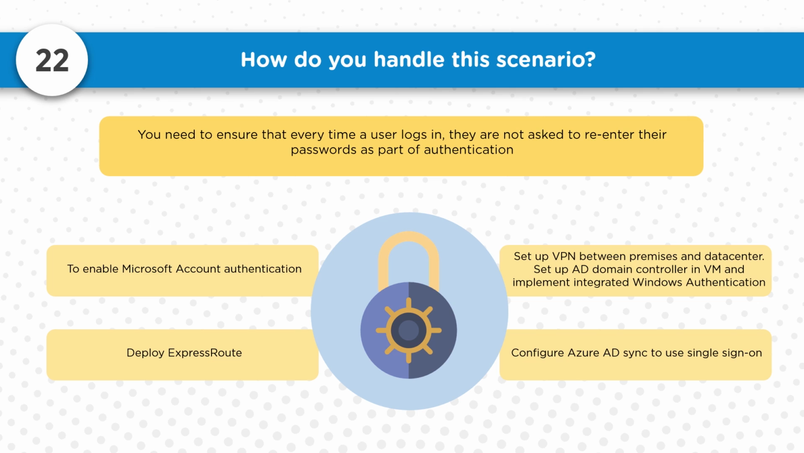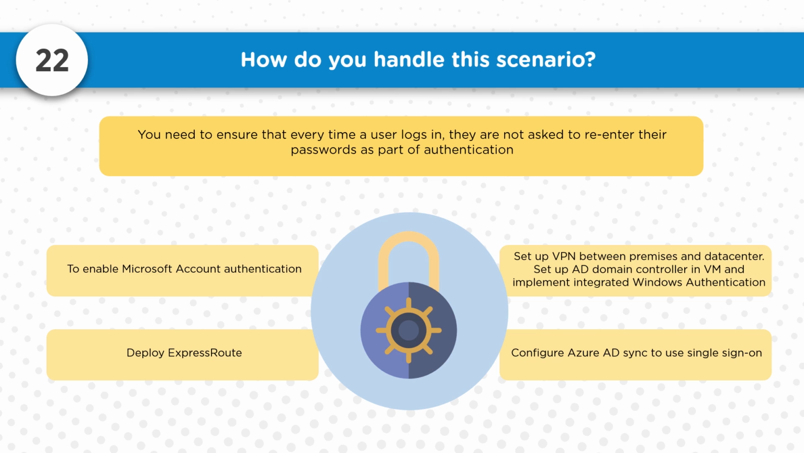The first one is to enable Microsoft account authentication. Well, it's not going to fix it, because with that the user will still need to re-enter the username and password. Deploy Express Route. It's not going to fix it either, because Express Route is a network-level service that connects on-premises to the cloud. That has got nothing to do with prompting or not prompting for a password.